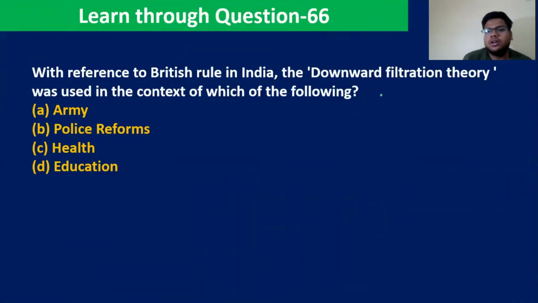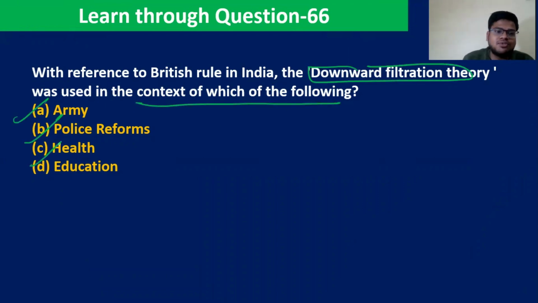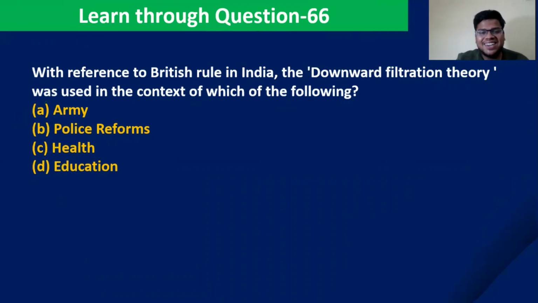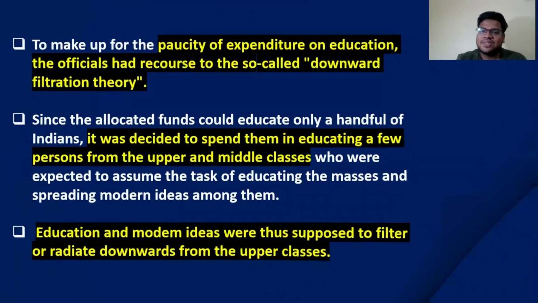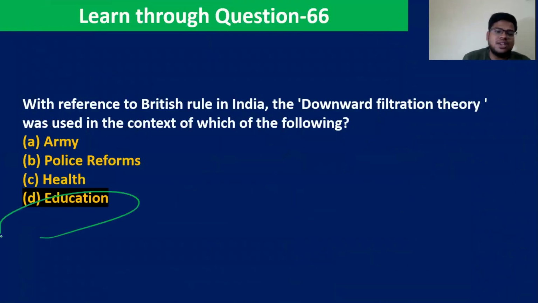With reference to British rule in India, the downward filtration theory was used in the context of which of the following? Army, police reform, health, or education. Very easy question. It was used in the context of education. Okay? It's a very easy question.